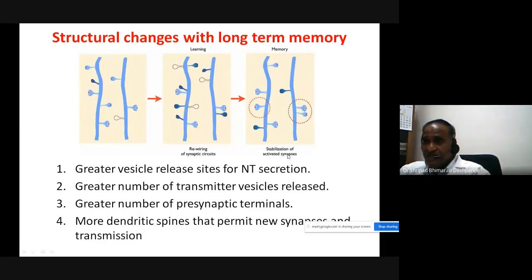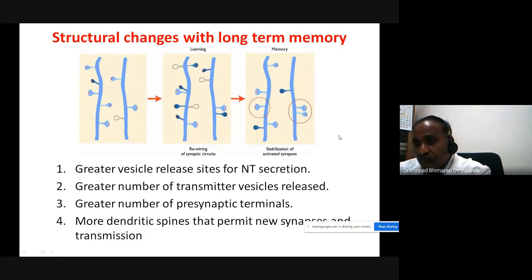So that means the stabilization of the activated synapses happens. That means it brings structural changes in the neuron, especially in the dendrites. They increase the dendritic arborizations, and these are called dendritic spines. The dendritic spines make contact with another synaptic button there. So more synapses are formed. So long-term potentiation brings changes in the neuron.